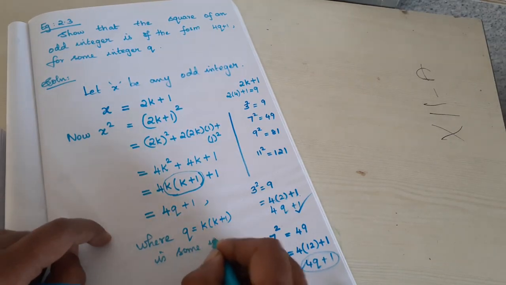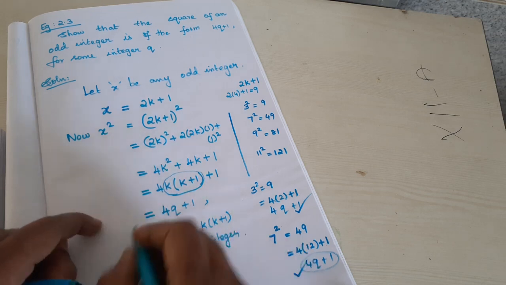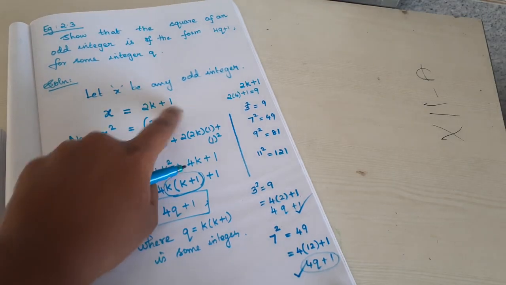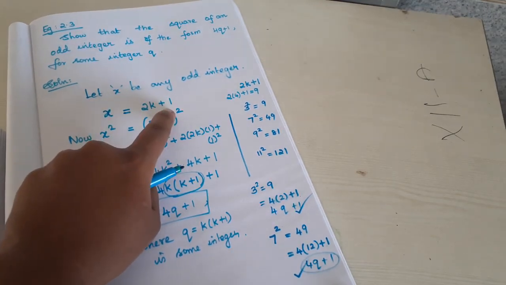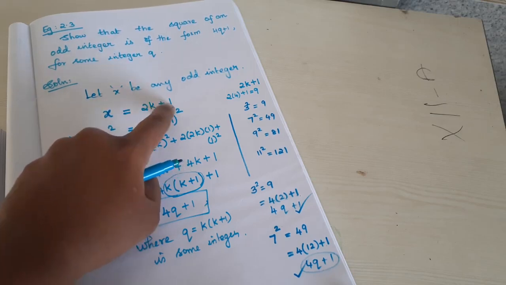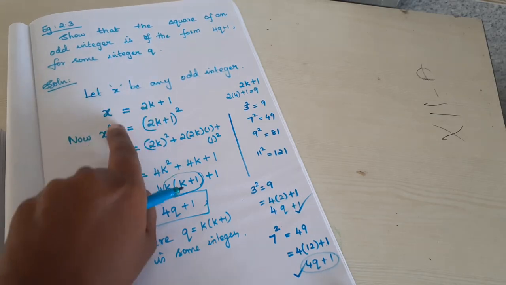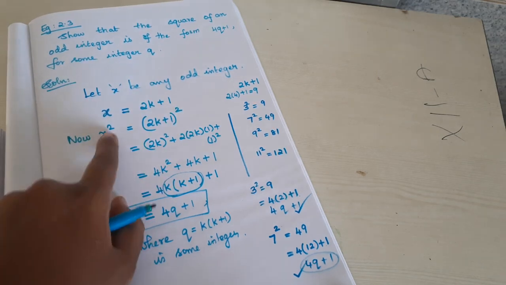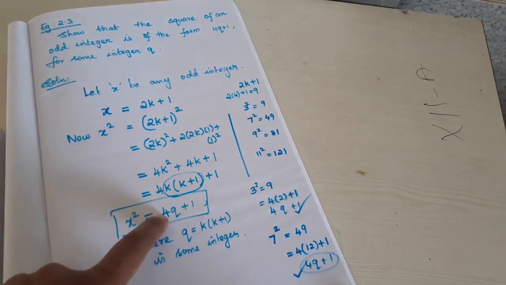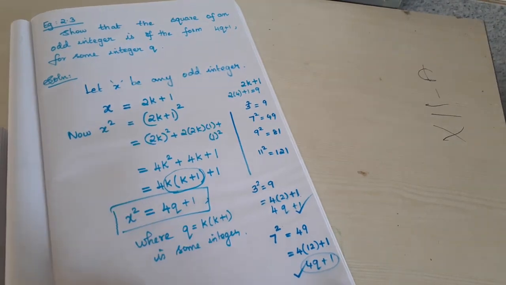So we got the point now. x square is equal to an odd integer. 2k plus 1 is an odd integer. How? 2k is an even integer, and any even integer, if you add 1, changes to an odd integer. So for an odd integer, if you take the square, the final answer is in which format? 4q plus 1. Got the concept, students?